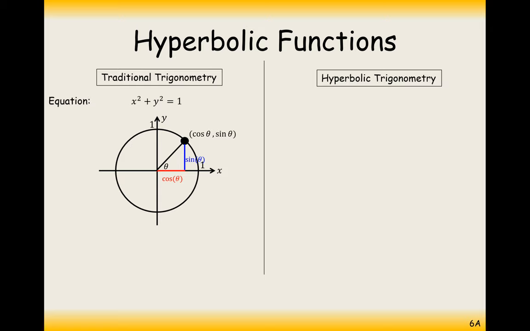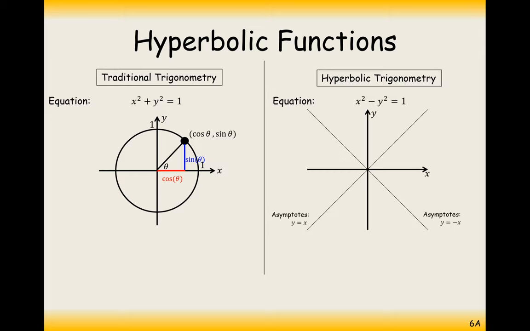Now in hyperbolic trigonometry, the equation is slightly different. It goes x squared minus y squared equals 1. So the graph that we get from this has asymptotes at y equals x and y equals minus x, and it looks a little bit like this. There'd be one on the other side as well, but for the benefit of this video, we're only really interested in the right-hand side here.